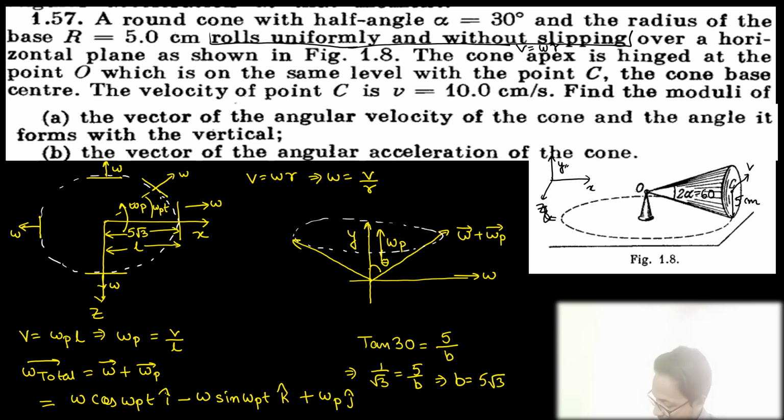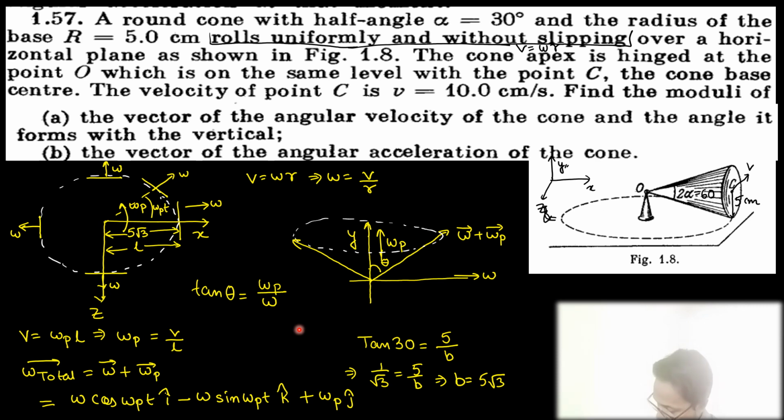So can I say tan theta is equal to perpendicular by base, or omega p by omega. And what is the magnitude of omega? Omega is v by r.